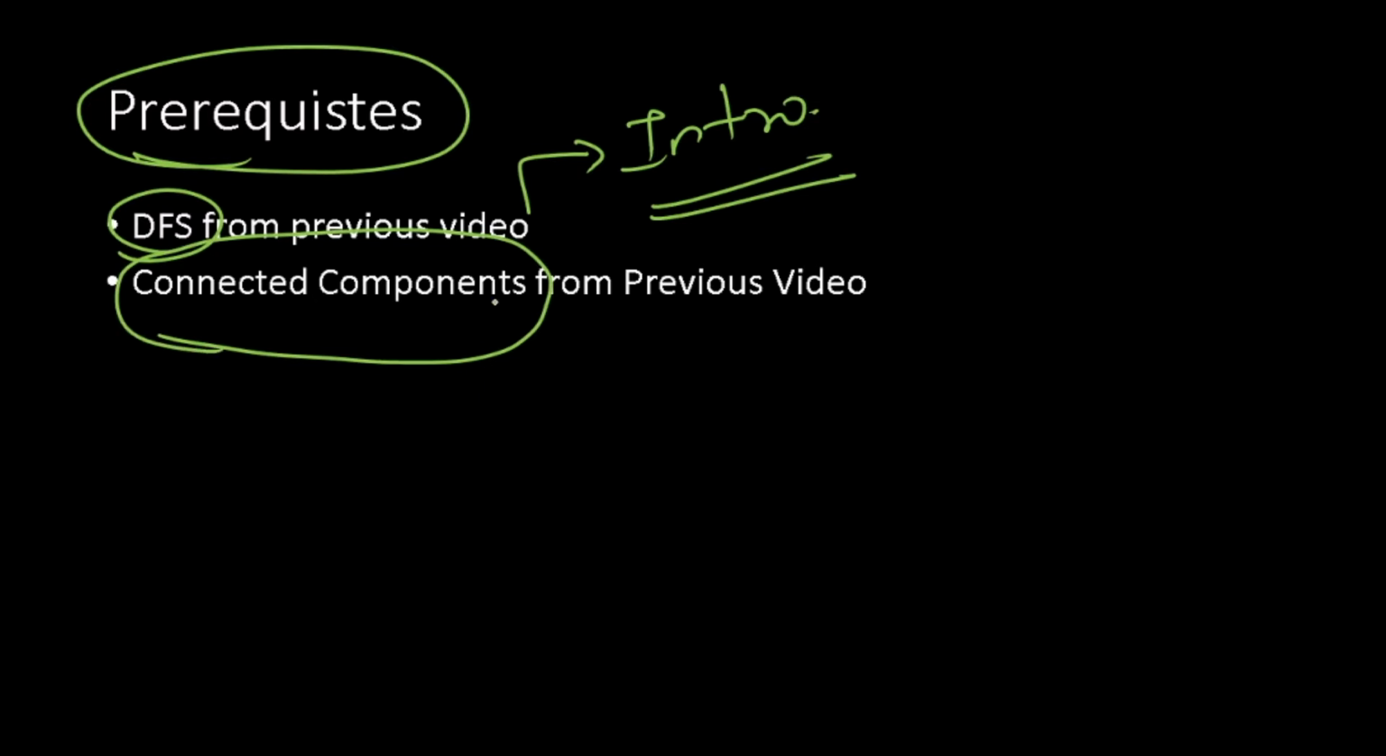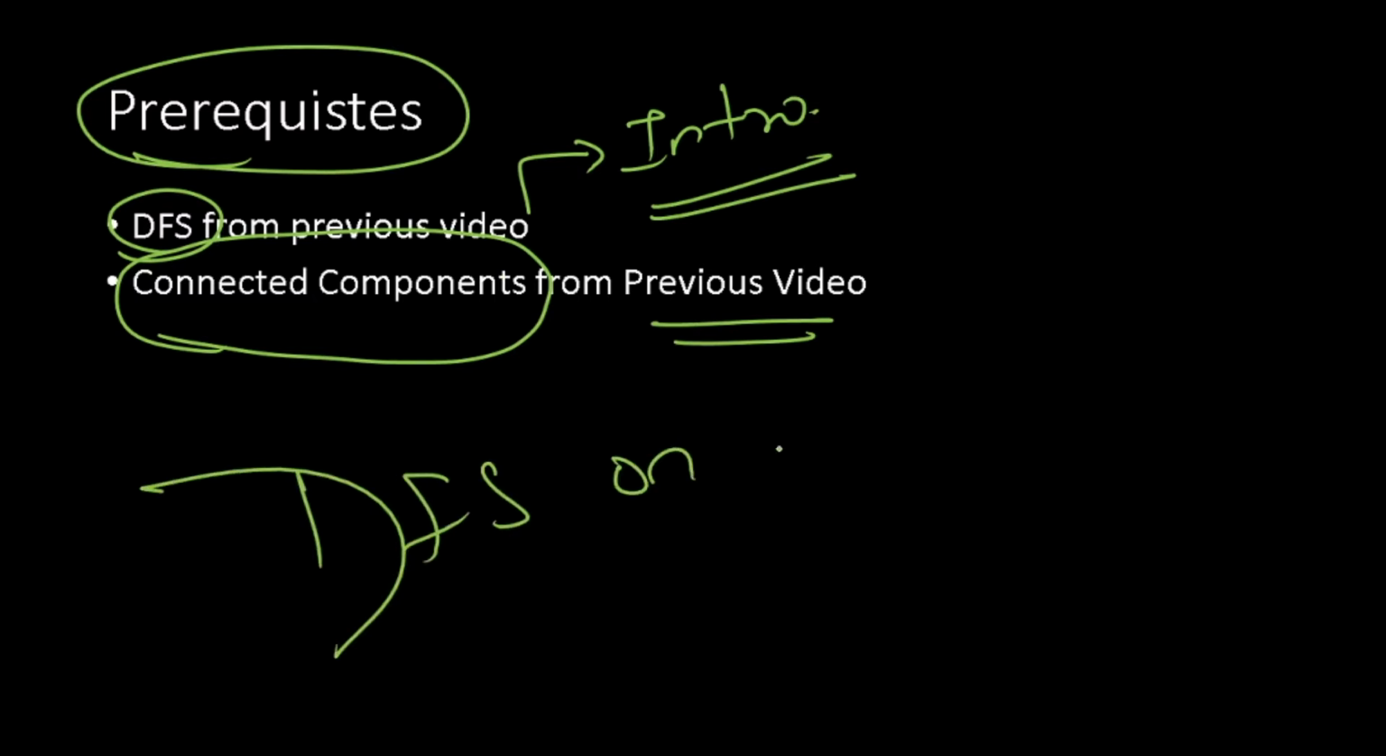Prerequisites. For the prerequisites, you should have watched DFS from the previous video, the introduction video. If you haven't, go ahead and watch it. And you should have also understood connected components from the previous video, although I'll be touching on this concept again in this video. Okay, and this problem is a DFS on grid problem. We will see what that means.